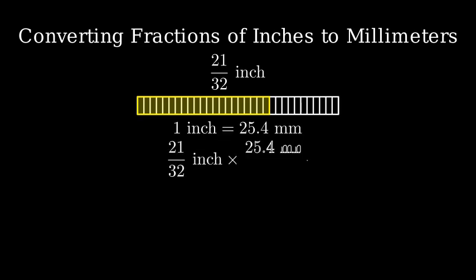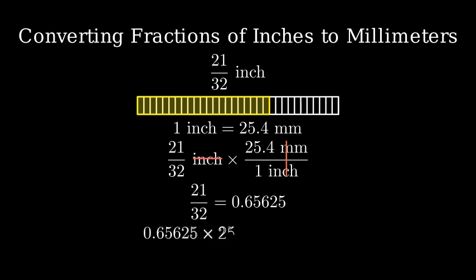Let's use dimensional analysis to solve this. We'll multiply our fraction by the conversion factor, setting it up so the units of inches cancel out. First, let's divide 21 by 32 to convert our fraction to a decimal. Now, we can multiply this decimal by 25.4.